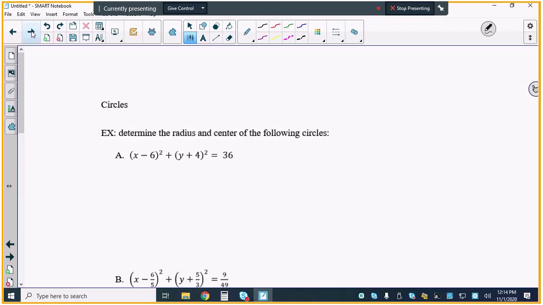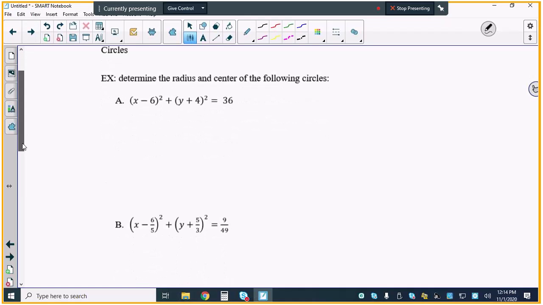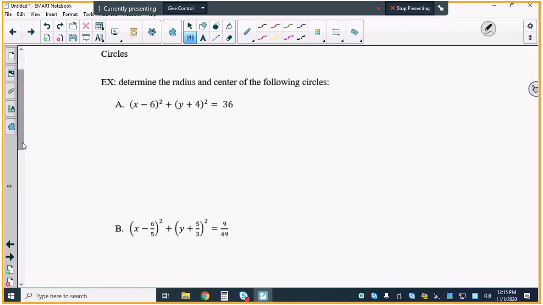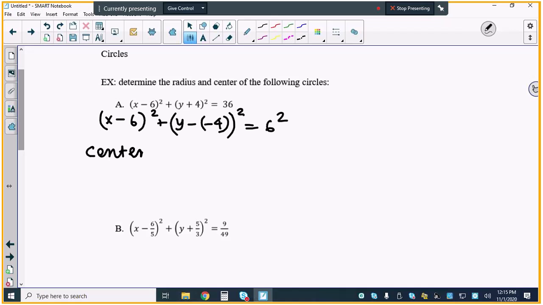Determine the radius and the center of the following circles. So the first one is pretty simple. It's in the standard form. You just have to write it as (x − 6)² + (y − (−4))², because it was a plus and I need to write it as y minus something, equal to 6². Hence I get to say the center of this circle is (6, -4). The radius of this circle is 6 units.